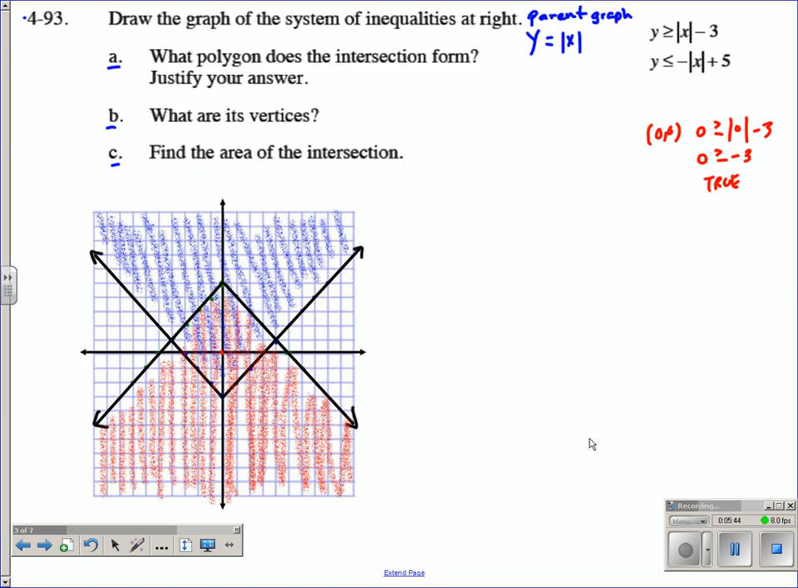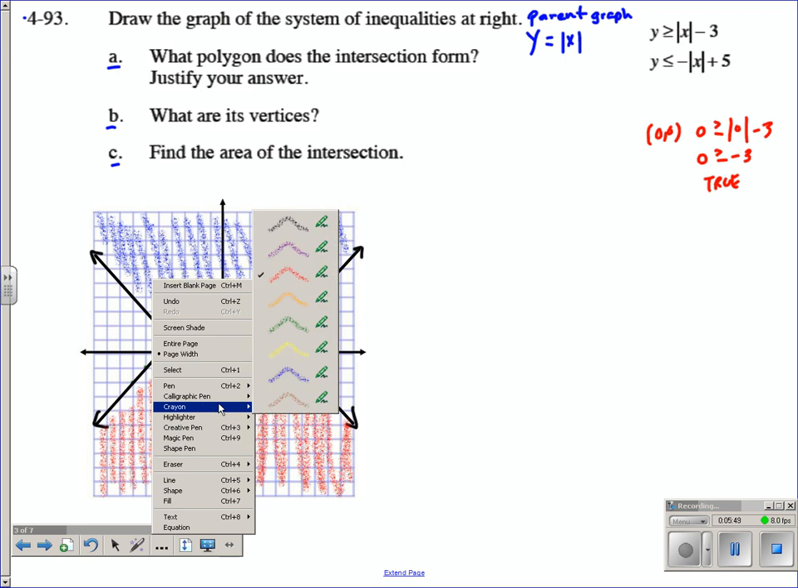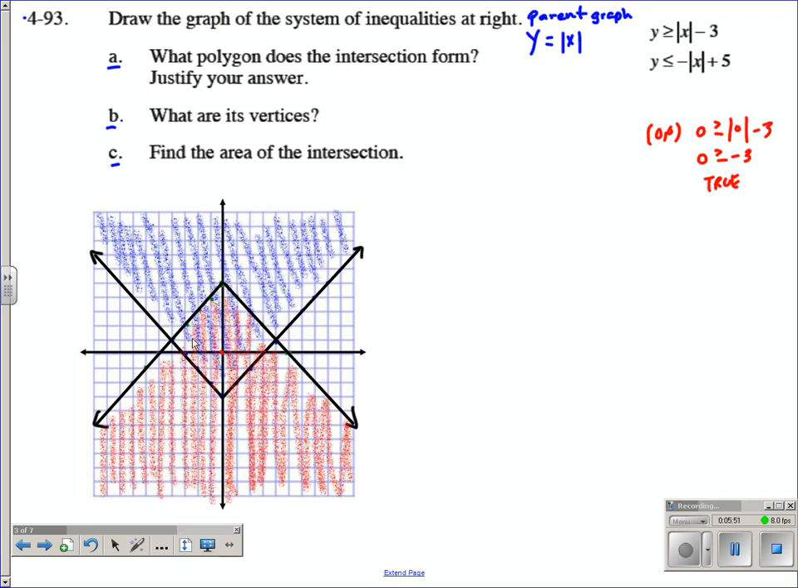So our solution here, in the end, is going to end up being this region right inside of here, where the shading overlaps. So I'm going to color that in just a little bit different color.